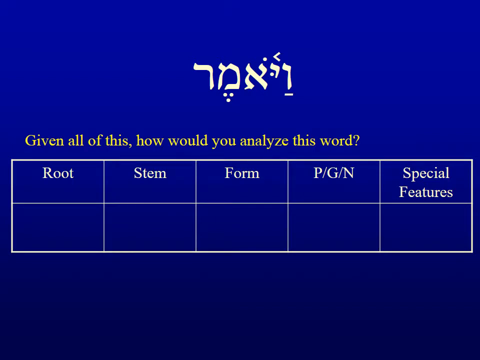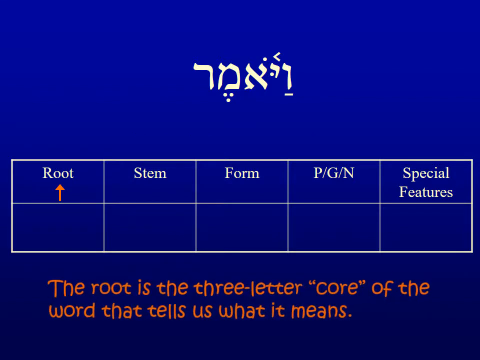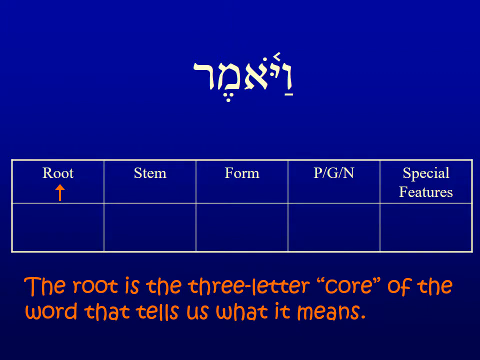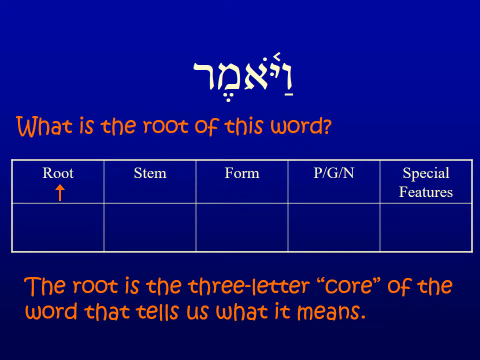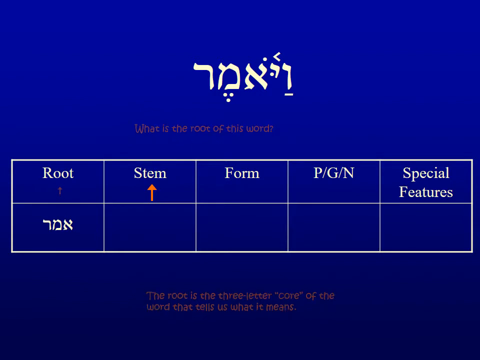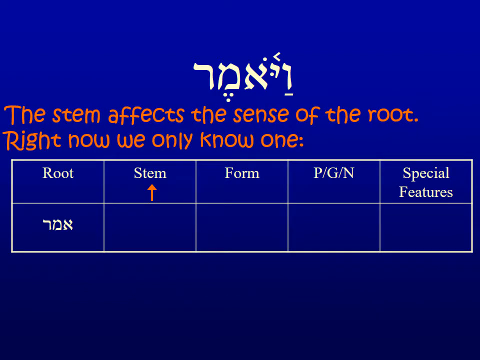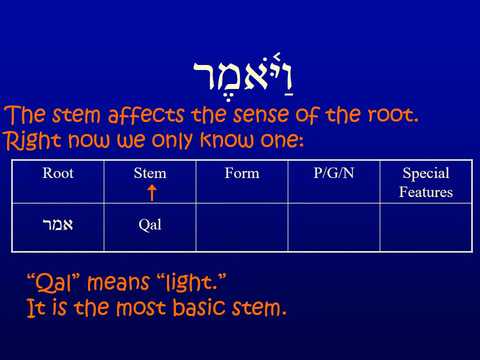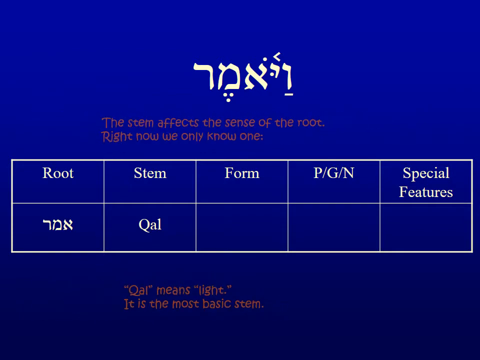Okay, now we can analyze the word, or parse the verb. You'll see this chart a lot this semester. First question is, what is the root of the word? We've already identified that this word comes from the root aleph mem resh. The second question is about the stem of the word. You only know one stem right now, and it's the kal. So the stem of this verb is the kal. Kal means light, and it's the most basic of the stems.